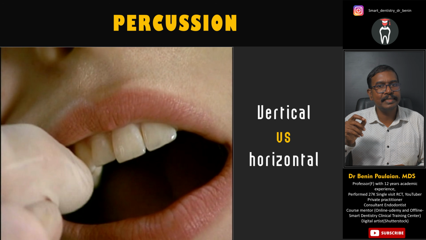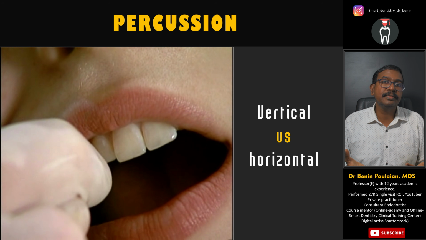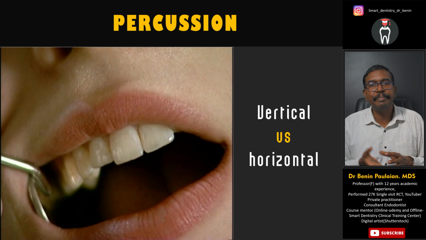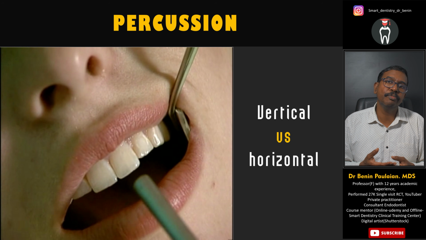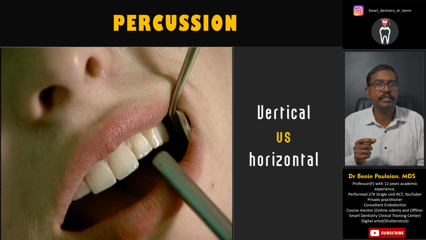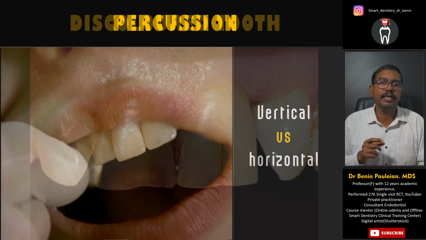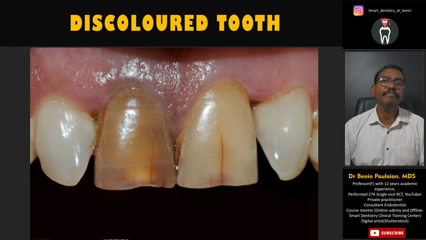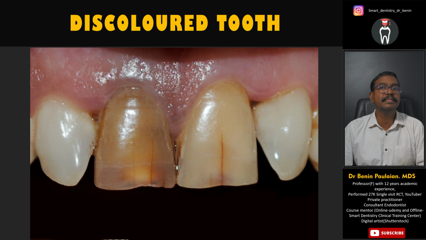And whenever you are percussing from a labial or a buccal aspect and the patient is having pain, then it could more probably be of periodontal origin. So vertical, endodontic; horizontal, it could be a periodontal origin. Then we always have to pay attention to the discolored tooth.